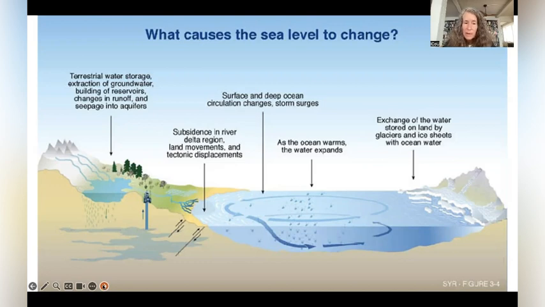And of course, a lot of our taking of groundwater, which then causes the subsidence, is about our drive to get ever more fresh water, which we often extract from the underground with pumps.